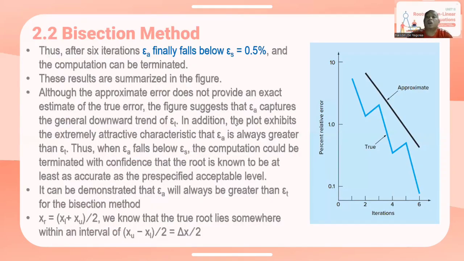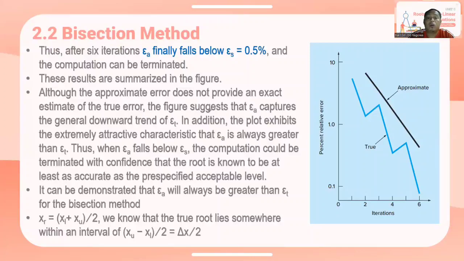So after 6 iterations, sigma sub A finally falls below 0.5%, which is the value of sigma sub S, or this stopping criterion. And the computation can now be terminated. So that result was summarized in the table shown a while ago.